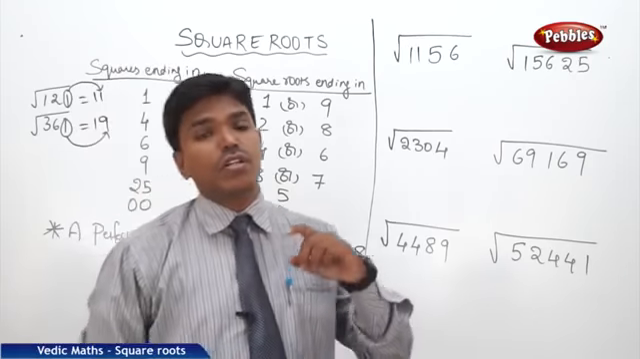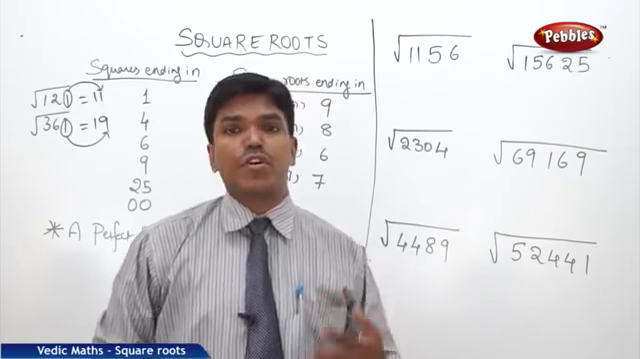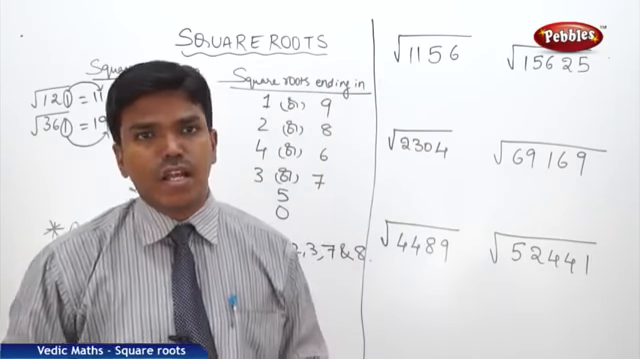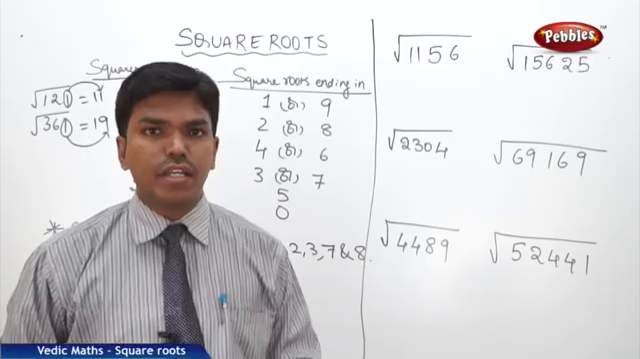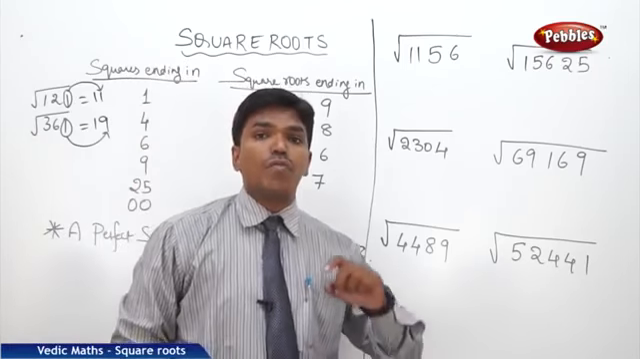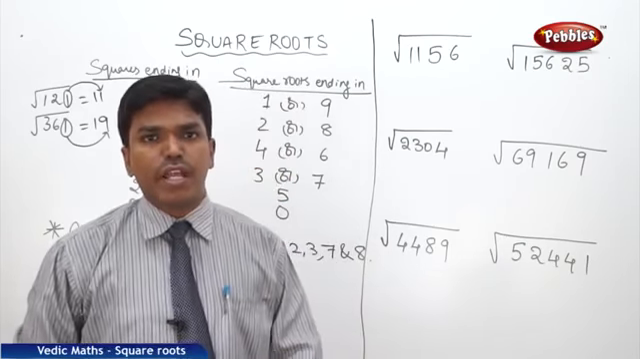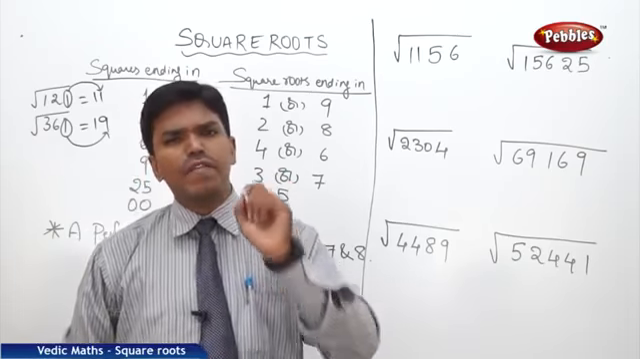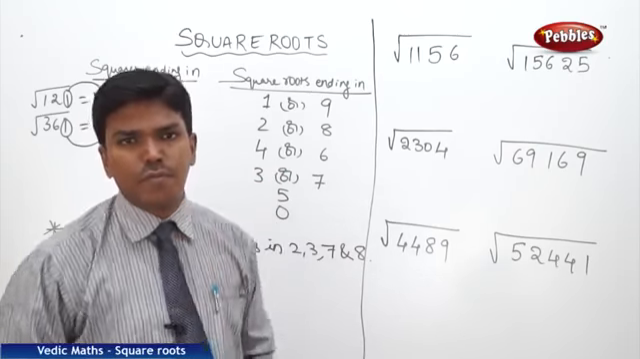But finding the square root of a number which is 4-digit or 5-digit, which is beyond 30 squares, will be a little difficult. But here we are going to find the square roots of numbers, either 4-digit or 5-digit, in very easy ways. Now clearly observe.